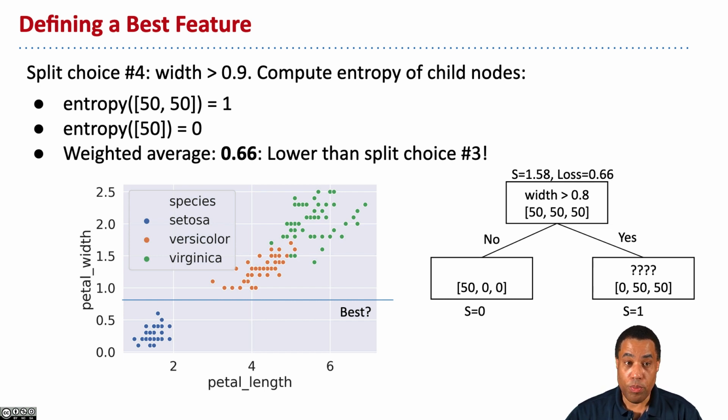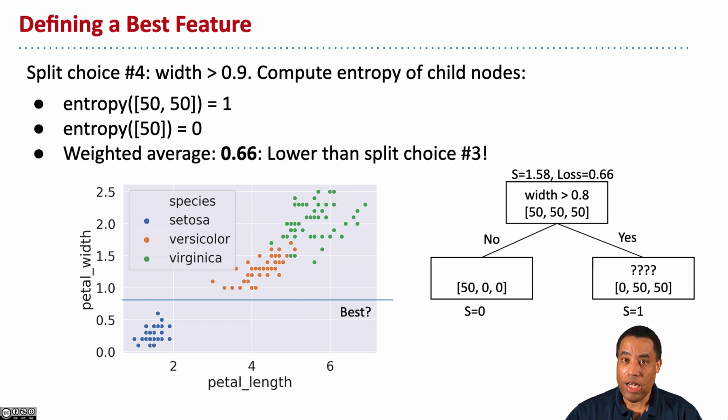So now the entropy of our node on the right, where we have 2 classes equally split, is going to be 1. And on the left, where it's a pure node with everything in 1 class, our entropy is 0. And so our weighted average for our loss function is going to be 0.66. That's even lower than split choice number 3. So of all of the choices, this would be the best choice.